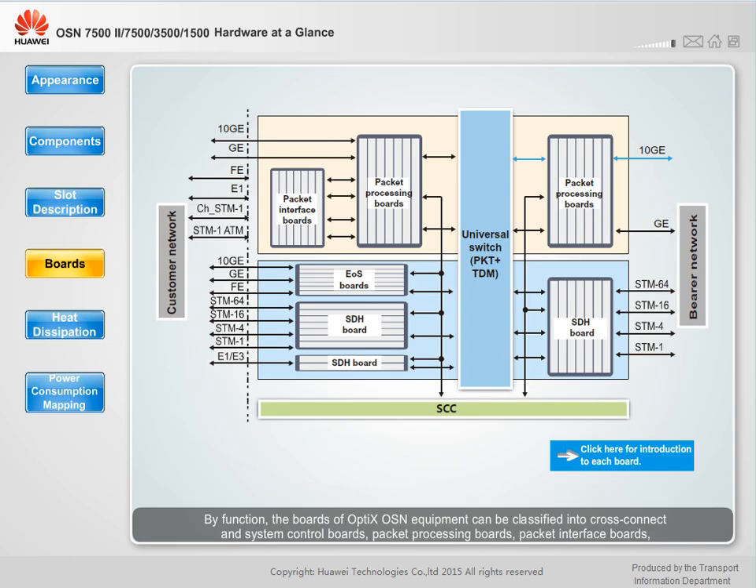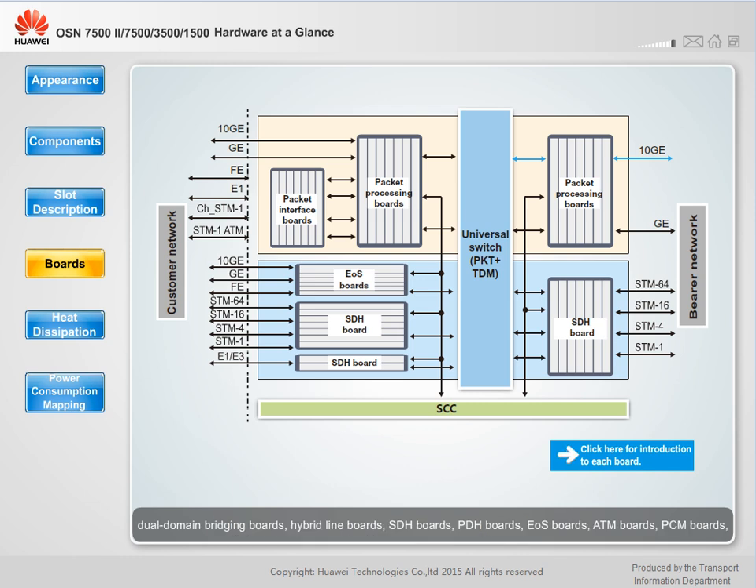By function, the boards of OptiX OSN equipment can be classified into cross-connect and system control boards, packet processing boards, packet interface boards, dual domain bridging boards, hybrid line boards, SDH boards, PDH boards, EOS boards, ATM boards, PCM boards, WDM boards, optical amplifier boards, dispersion compensation boards, auxiliary boards, and power boards.